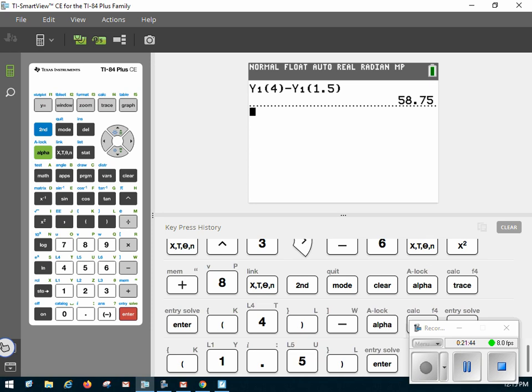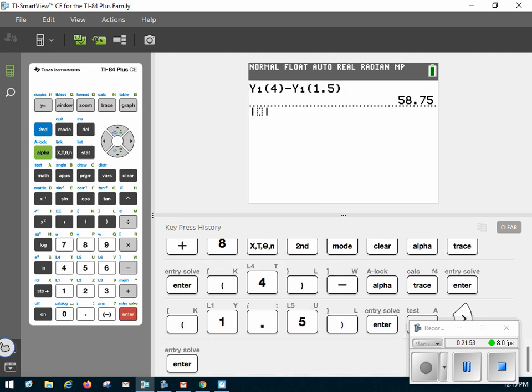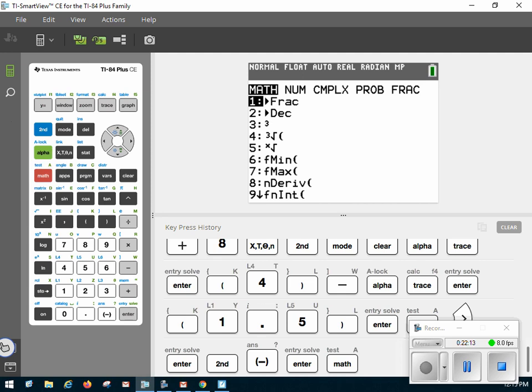Now, what should I have done? What I should have done: math, arrow 1 to the right, and done absolute value. So you copy and paste that and then put it in. Yeah, or I could do absolute value of answer. But what I need to do is the absolute value first and just put all that in there. Math, right here. Arrow right once, and it's option 1.